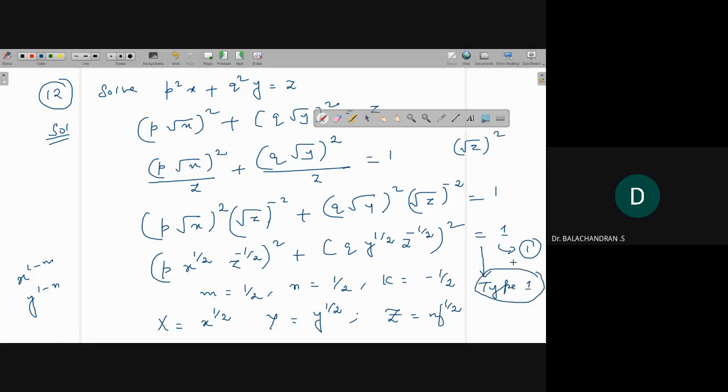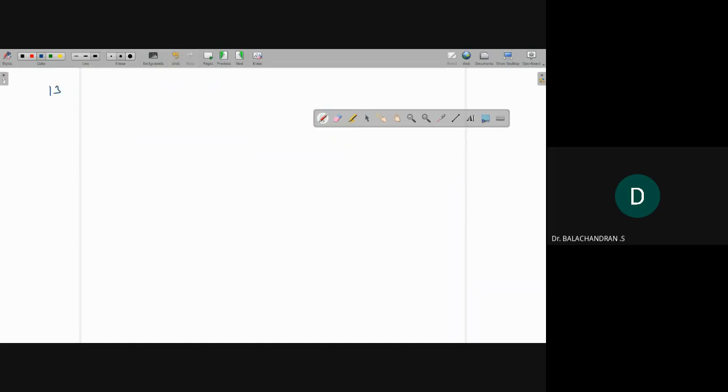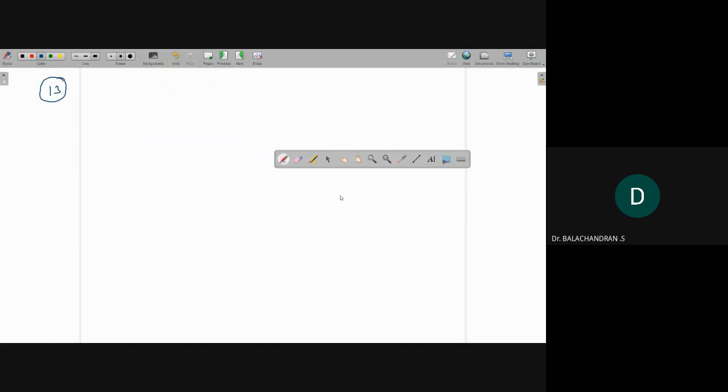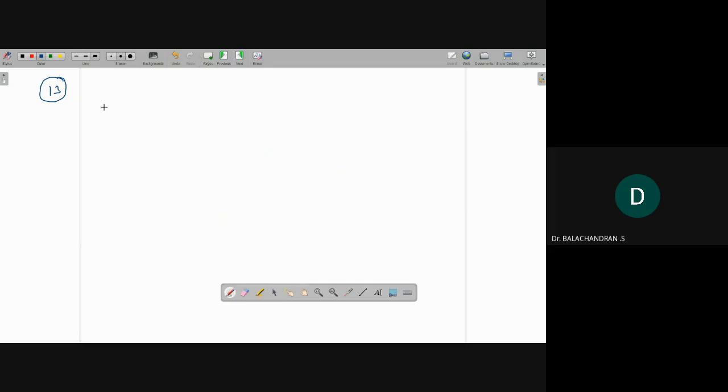So next, try to solve problems 13, 14, 15. What is the 13th problem? I will write the 13th problem: z power 4 q square minus z q square square minus p z square p is equal to 1. So sir, this is the 13th problem. Here what can you find?